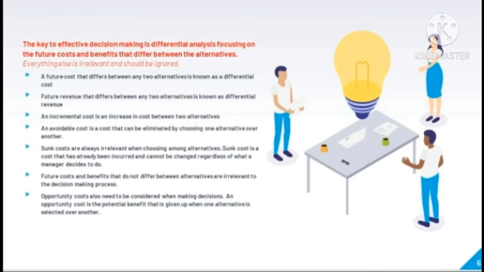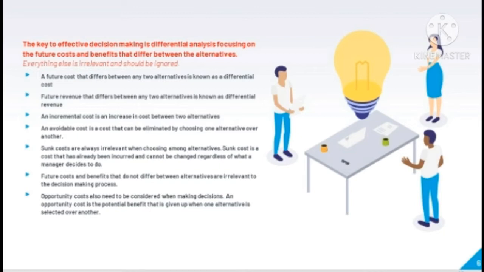A future cost that differs between any two alternatives is known as a differential cost. Future revenue that differs between any two alternatives is known as differential revenue. An incremental cost is an increase in cost between two alternatives. An avoidable cost is a cost that can be eliminated by choosing one alternative over another.